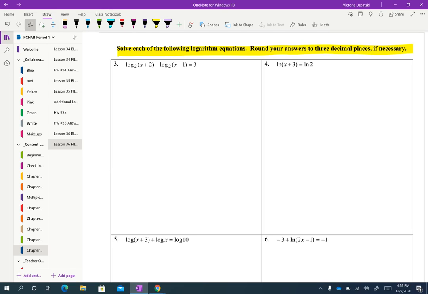Okay, and now that we've reviewed the 2 different classes of log equation types, let's go ahead and make sure that we can solve them when they're all mixed up.